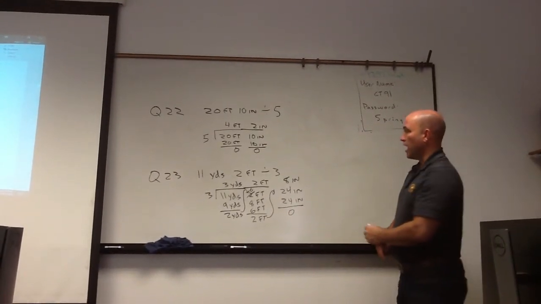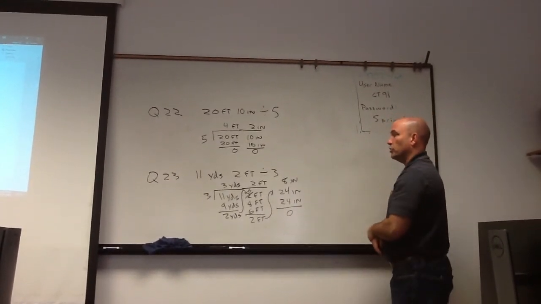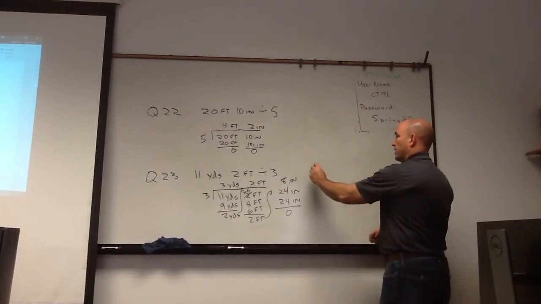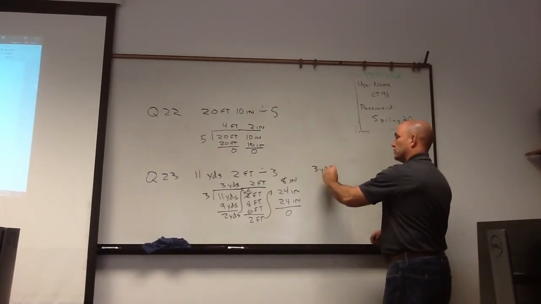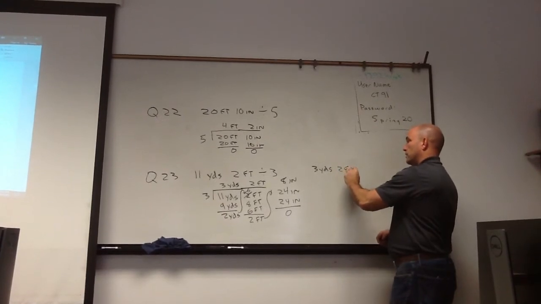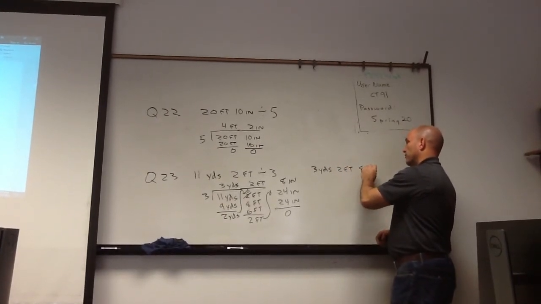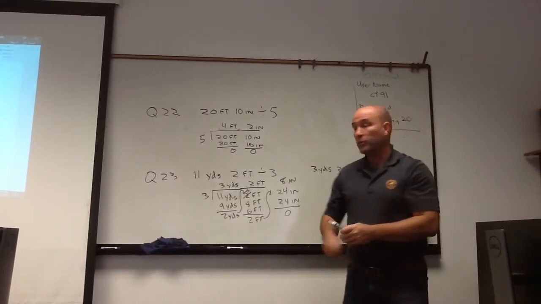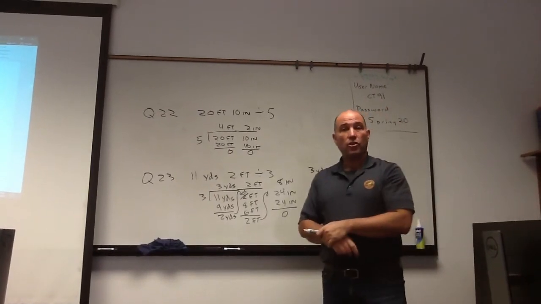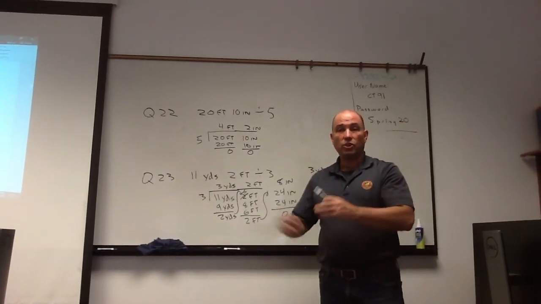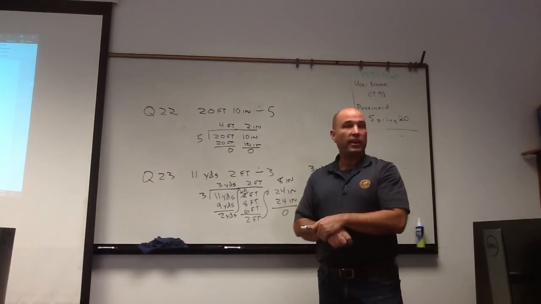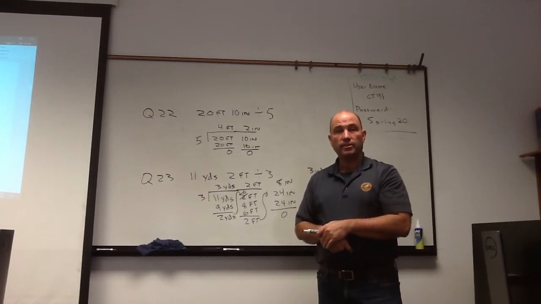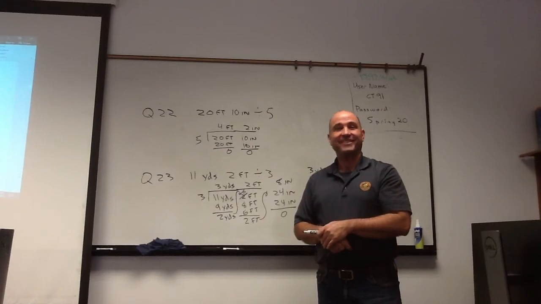And so it turns out that if you take 11 yards, 2 feet, and you divide it by 3, it would be 3 yards, 2 feet, 8 inches. Now if we would have had a remainder on the inches, then you could have just said 3/4 of an inch or whatever it ends up being at the very end. Not too bad, right? All right, thank you.